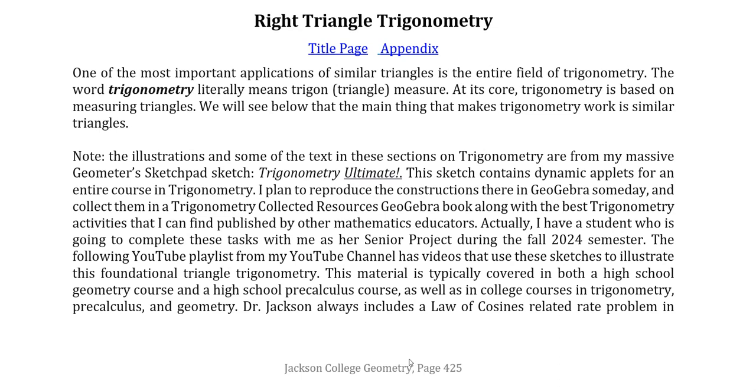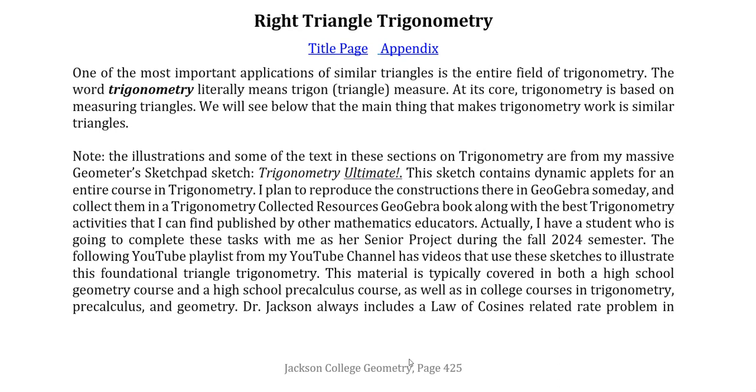Now, the next several videos and the next section of the notes here are going to have illustrations from a massive Geometry Sketchpad sketch that I created called Trigonometry Ultimate. Unfortunately, Geometry Sketchpad is pretty much defunct now. It's hard to even buy a copy of it. It was a great program, but GeoGebra has kind of surpassed it. And this particular Trigonometry Ultimate sketch contains dynamic applets for an entire course in trigonometry.